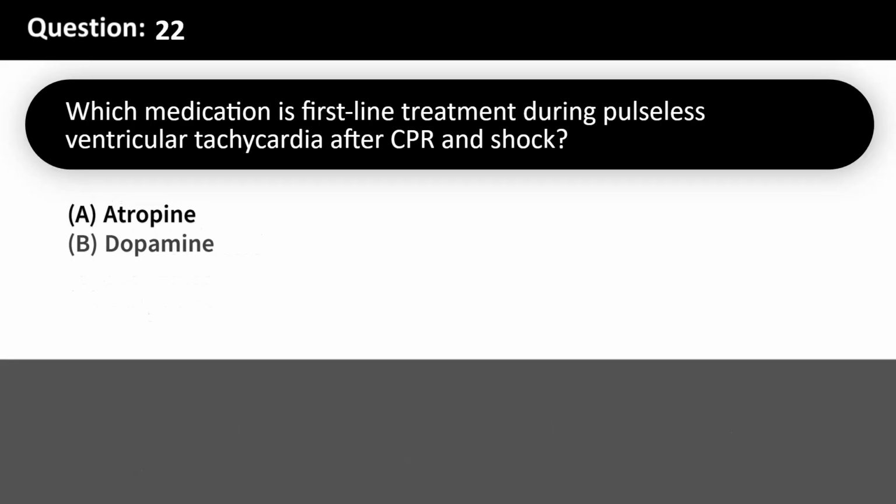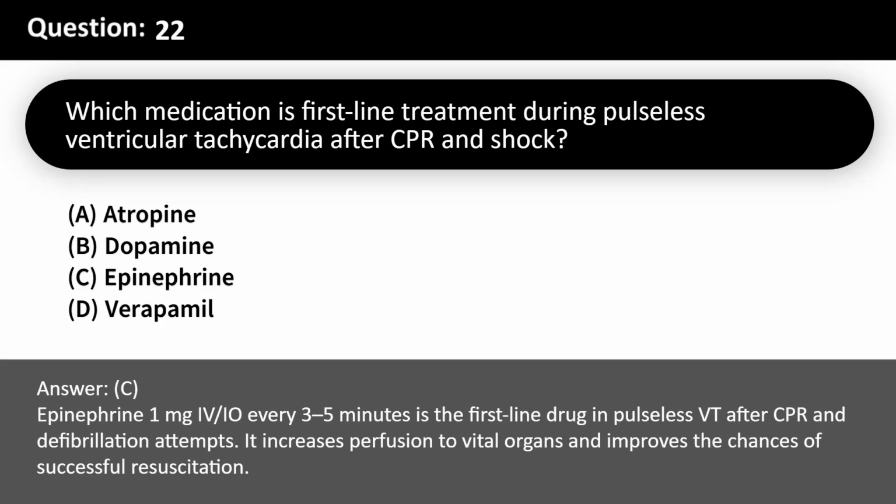Which medication is first-line treatment during pulseless ventricular tachycardia after CPR and shock? A. Atropine. B. Dopamine. C. Epinephrine. D. Verapamil. Answer, C. Epinephrine 1 mg IV/IO every 3 to 5 minutes is the first-line drug in pulseless VT after CPR and defibrillation attempts. It increases perfusion to vital organs and improves the chances of successful resuscitation.